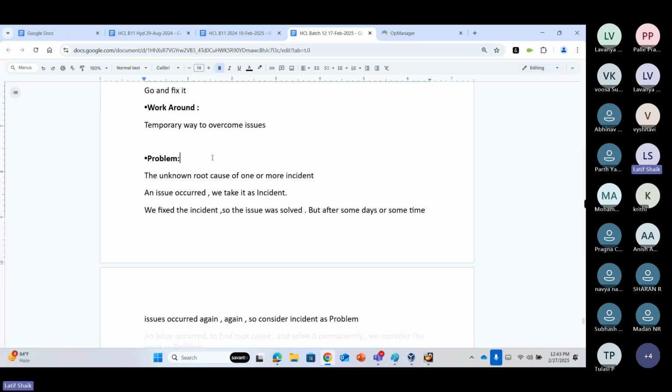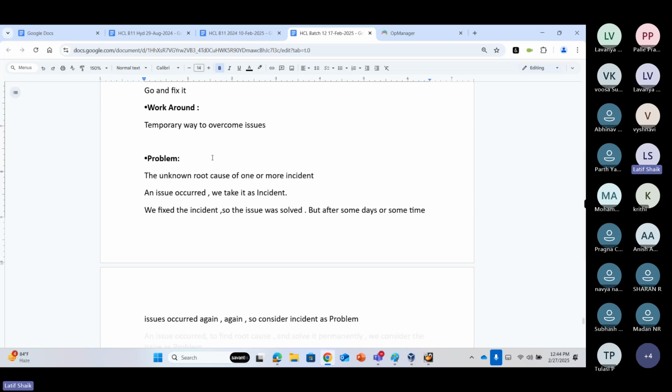So you can take an incident, or multiple incidents, dependent incidents, or repetition of incidents. We can group them together and make it a problem. You have to consider that as a problem. Why should we consider it as a problem? Because of repetition, multiple incidents occur, and we have to find out the root cause of that incident.